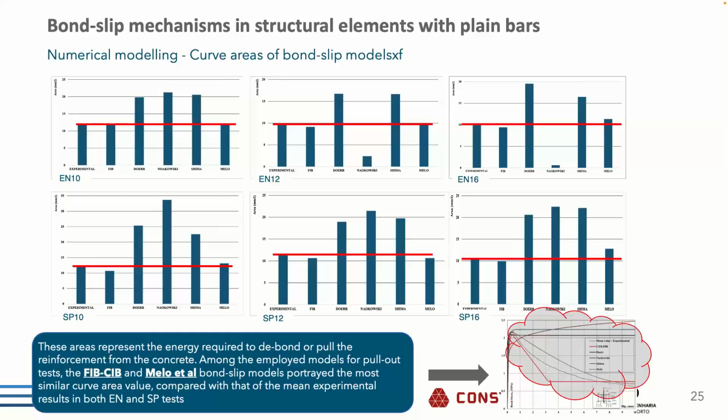And in the end, if we look at the comparison of the envelopes of the energy, we can link this energy to the energy required to debond or to pull the reinforcement. We can see that the ones that present similar energy are the FIB and the Mellow model, basically due to the post-peak behavior. I would say that at this point this seems quite important, and as you will see in the next slides, for the cyclic and full analysis, this higher energy presented here will lose a little bit of importance.